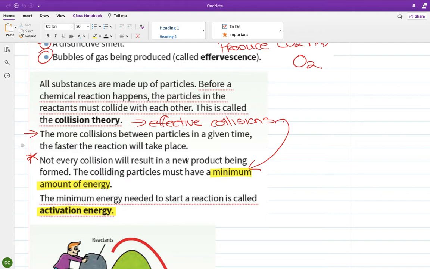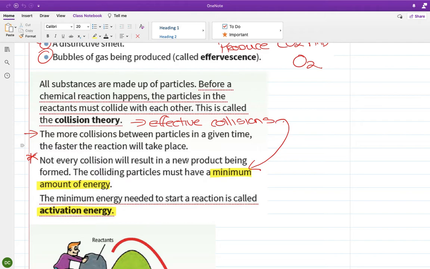Okay, so we talked about solids and liquids and gases and how they're all made up of particles, and how in liquids and gases the particles can slide past each other, and in gas they can really move. And you mix them together and you'll have particles bouncing off each other. But bouncing off or colliding with each other is not enough. They need to collide with enough energy to react. So it needs to be an effective collision.